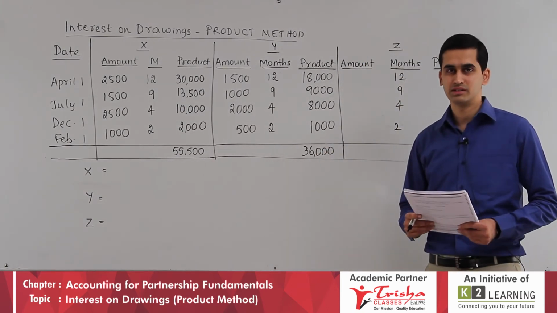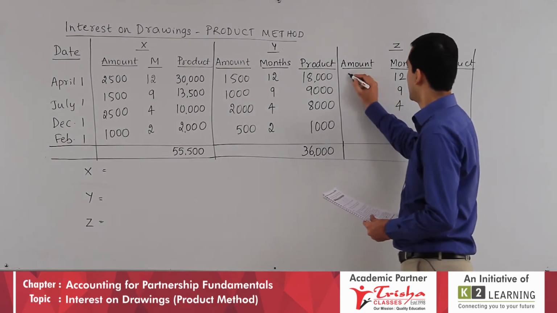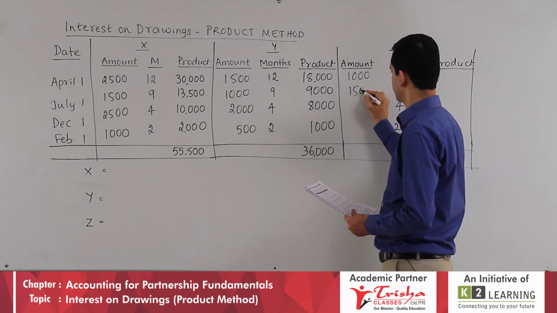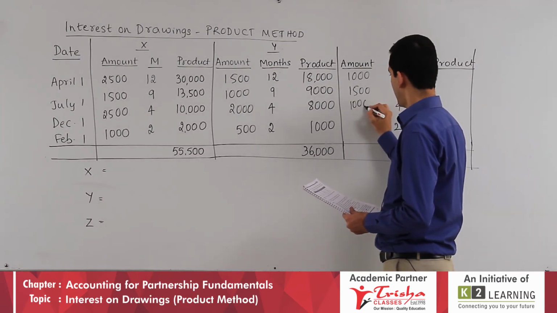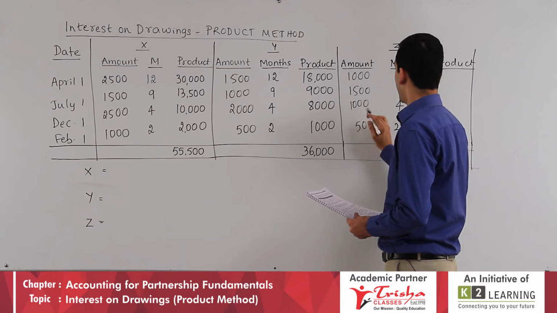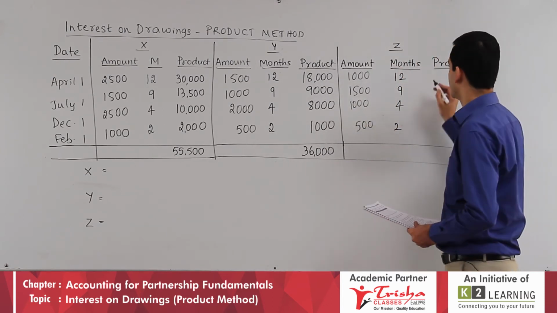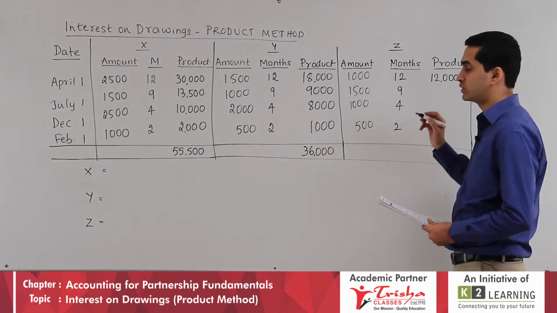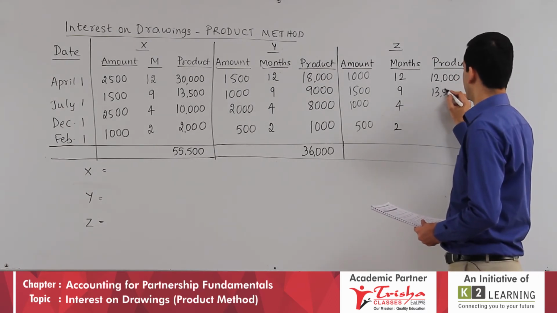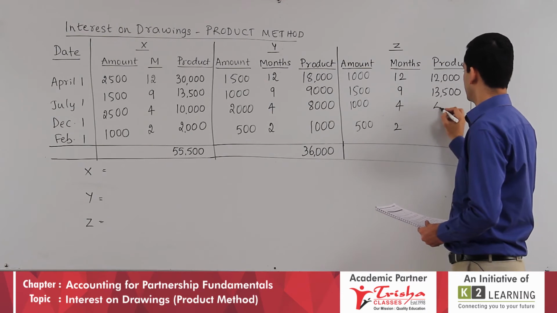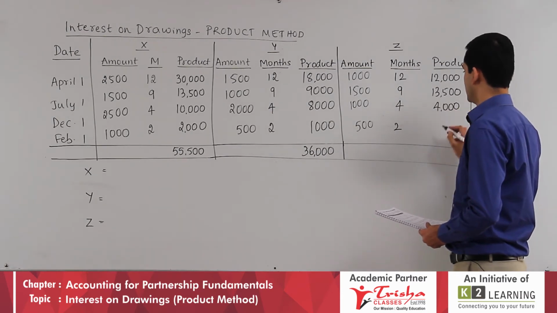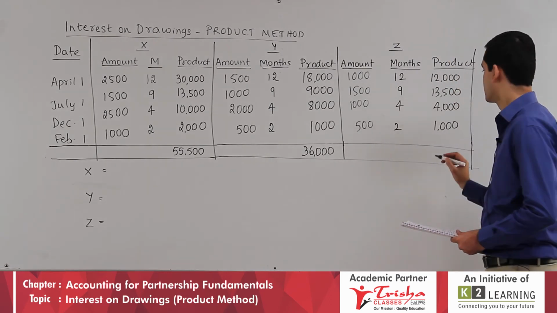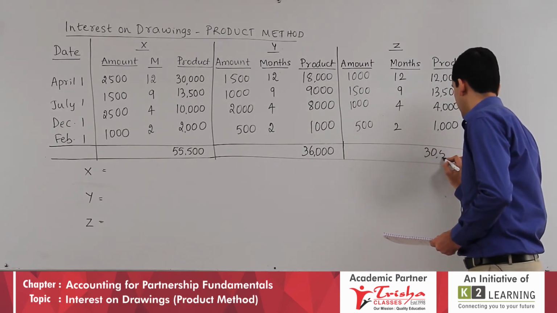Now Mr. Z. Drawings are given as 1000, 1500, 1000 and 500. I have to find out the product. 1000 into 12 is 12,000. 1500 into 9 is 13,500. 1000 into 4 is 4,000. 500 into 2 is 1000. The total of this comes to 30,500.